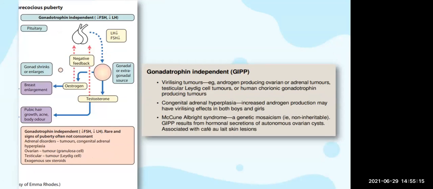For the gonadotropin independent, as I mentioned earlier, it is caused by gonadal or extra gonadal sources. So for example, the cause can be virilizing tumors, for example, androgen producing ovarian or adrenal tumors, testicular Leydig cell tumors, or human chorionic gonadotropin producing tumors. And it can also be due to congenital adrenal hyperplasia and McCune-Albright syndrome. Okay, next.